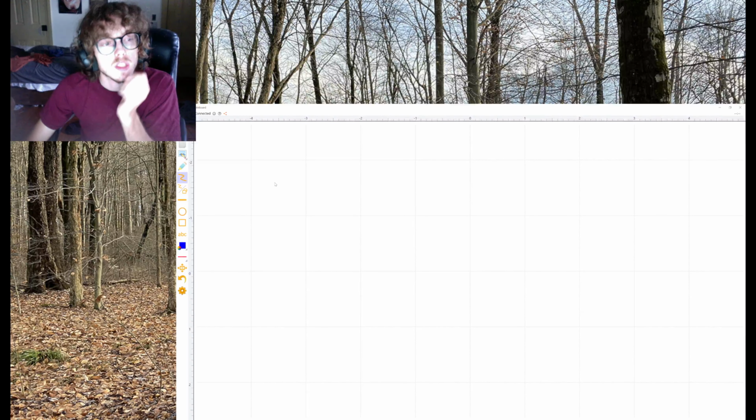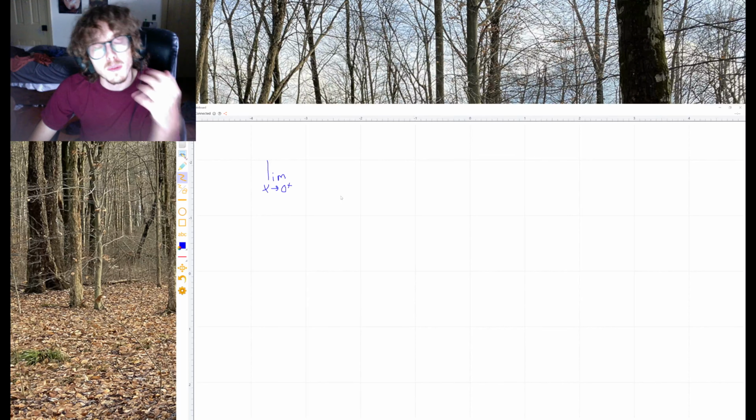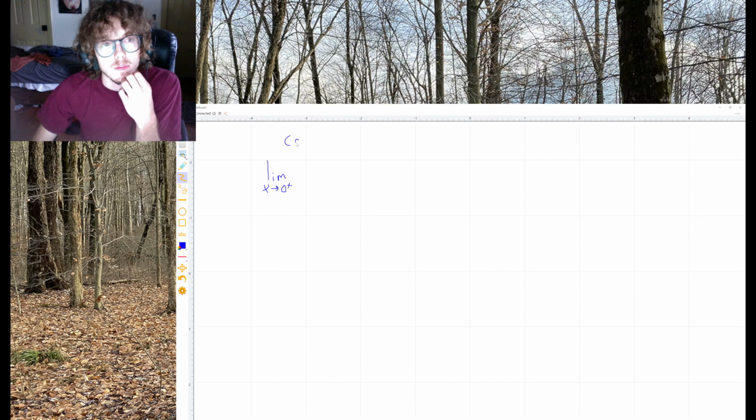Hi everyone, so today I want to talk about how we can find the limit as x approaches 0, specifically from the right hand side. This is going to be important because the domain of the natural log function is from 0 onwards, or I should say a very small number after 0, which represents the domain for ln. So of course we're looking at x ln x.